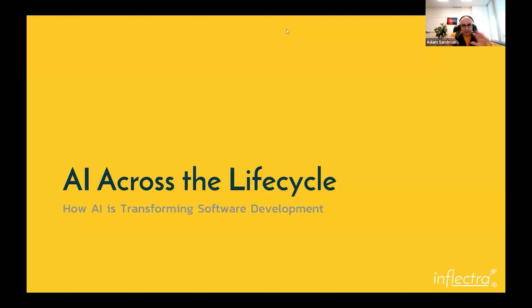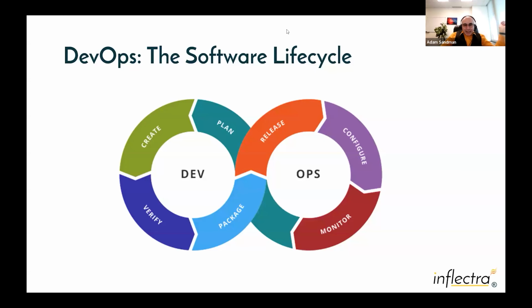So let's talk a little bit about AI across the software lifecycle. AI is being used everywhere in all businesses and industries, but I want to focus on AI in the software development lifecycle. By now you should all be familiar with the DevOps infinity loop. This has been around for like 4 or 5 years. It's how we develop software using modern CI/CD practices: planning, creating software, testing it, verifying it, packaging it, releasing it, configuring it, monitoring it, and the feedback goes back into the plan, giving you that infinity loop.